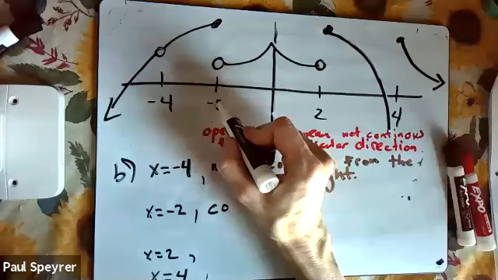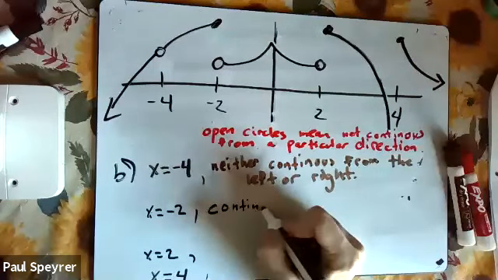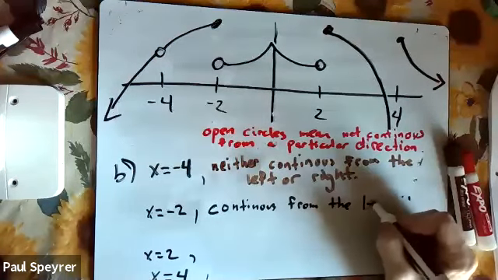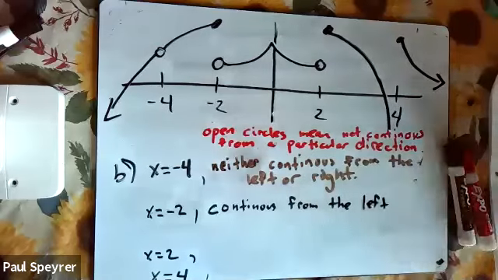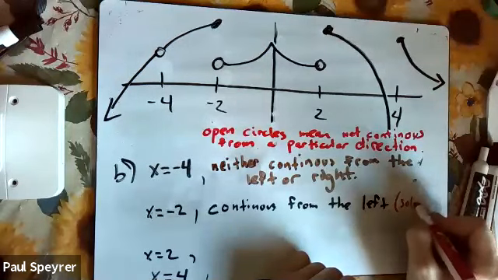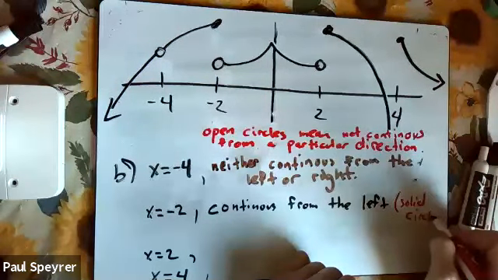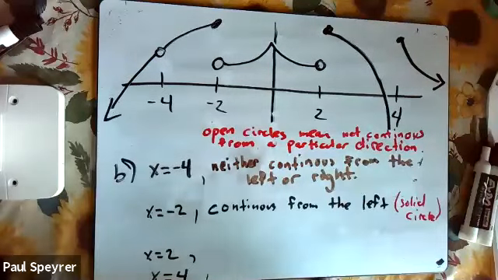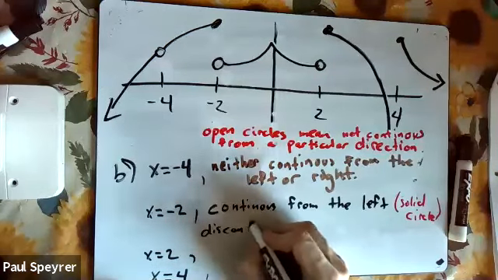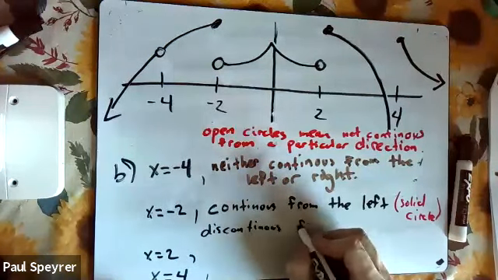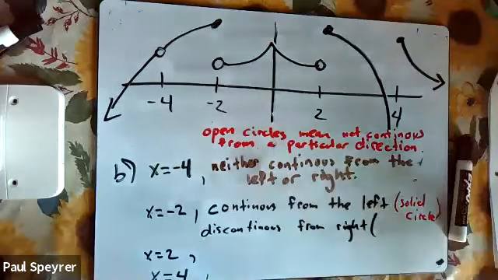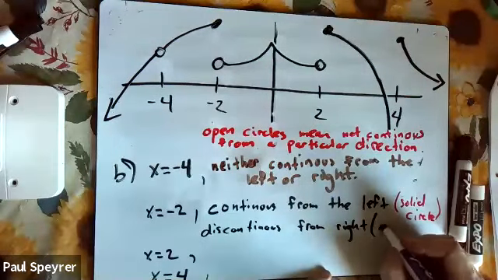So just talking about x equals -2, we're continuous from the left. And again, it's because of the solid circle, right? You can make a little note, solid circle. But we are discontinuous from the right. And that's because you have an open circle.